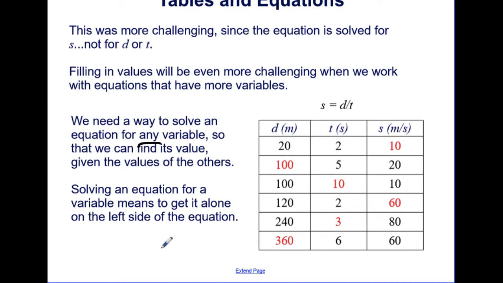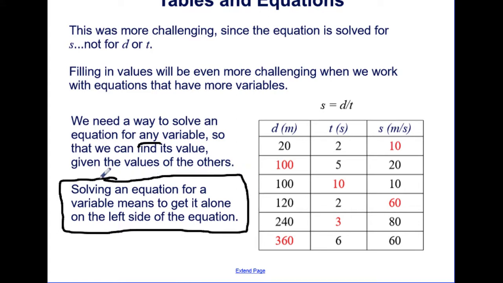Solving an equation for a variable means to get it alone on the left side of an equation. So whenever you see the directions to solve for a variable, that's what we mean. Get it alone on the left side of an equation. And this is going to be very helpful as we move forward with solving equations in general.